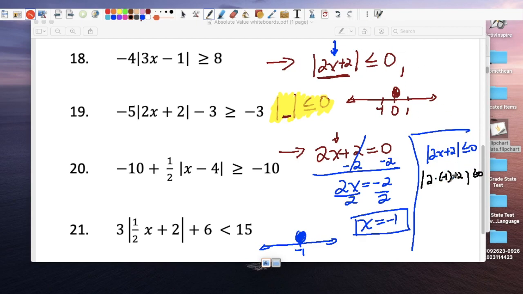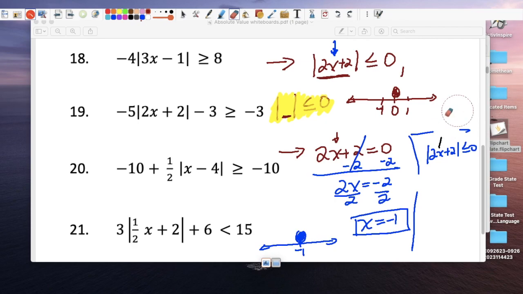Well, 2 times -1 is -2, and then we're going to add 2. And -2 plus 2 is 0. And if you take the absolute value of 0, is it less or equal to 0? Yes, it is. It does work. So when I plug in -1 for x, it works. Well, is there any other solution? I'm saying there isn't. That's what we found.